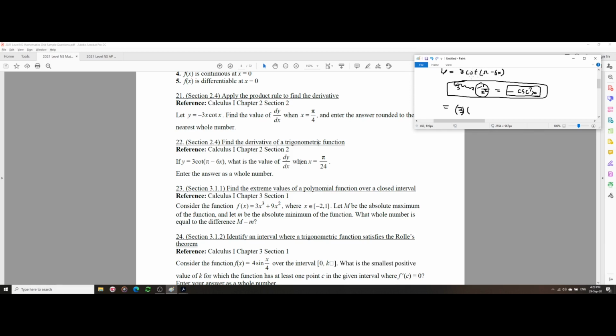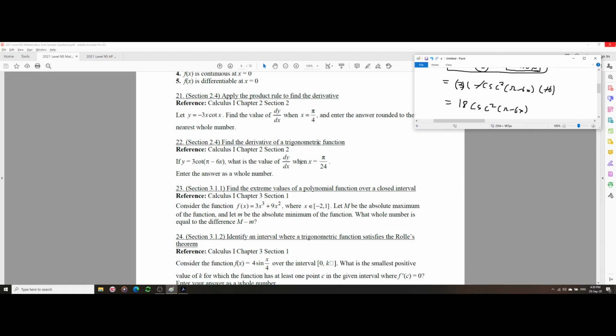Let's do this first of all. The derivative of cotan of (pi minus 6x) is minus cosecant squared of (pi minus 6x). But you also have to do the derivative of the inside, times x prime. So the derivative of pi is 0, and here you get minus 6. Minus and minus cancel. 6 and 3 give you 18. So 18 cosecant squared of (pi minus 6x).